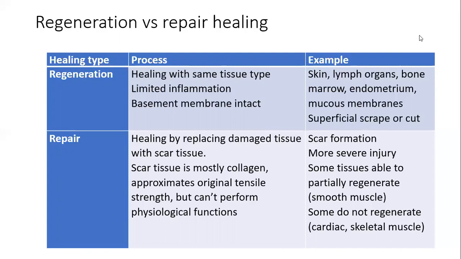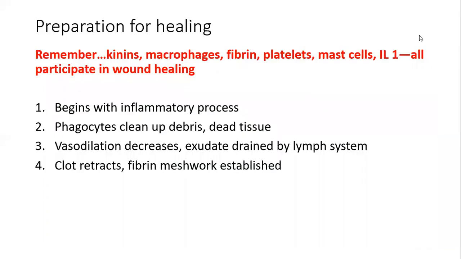Some tissues are able to partially regenerate, like smooth muscle, and some tissues don't regenerate at all, like cardiac and skeletal muscle tissue. They used to say that cardiac and skeletal muscle cells could not be replaced, but more research shows that they can be. But the main concern is that the functionally, physiologically effective cells are replaced by scar tissue, which can't do anything. That's why myocardial infarction is such a bad thing, because cardiac cells have special qualities like conductivity, and you can't conduct through scar tissue.